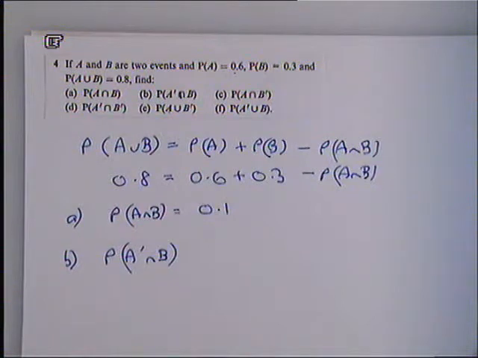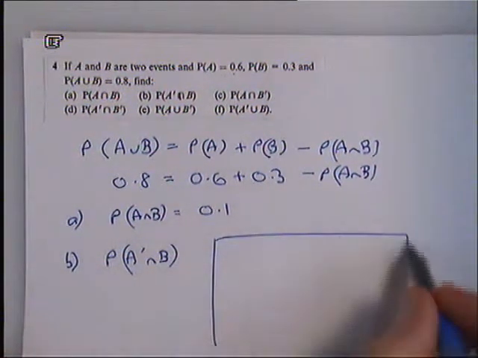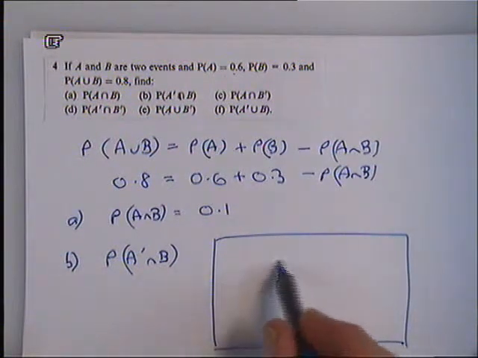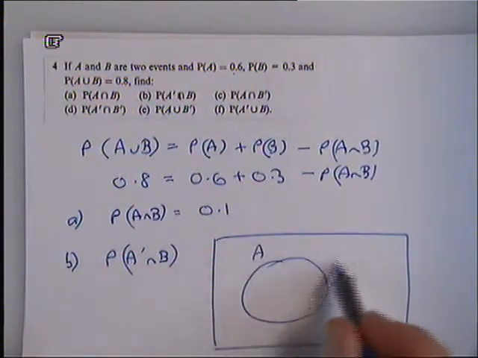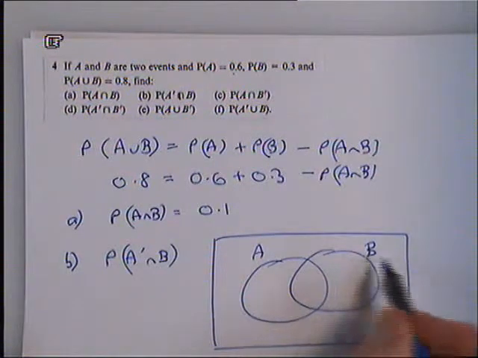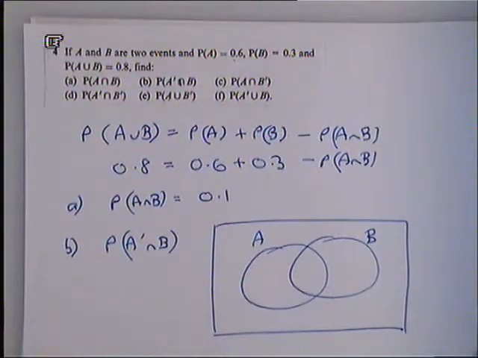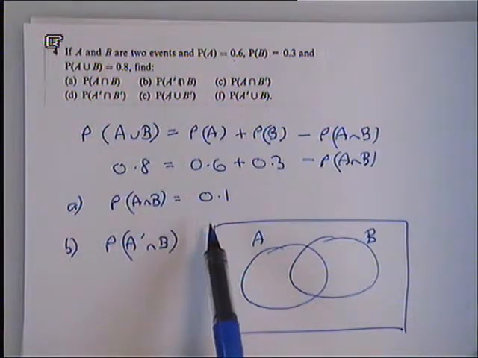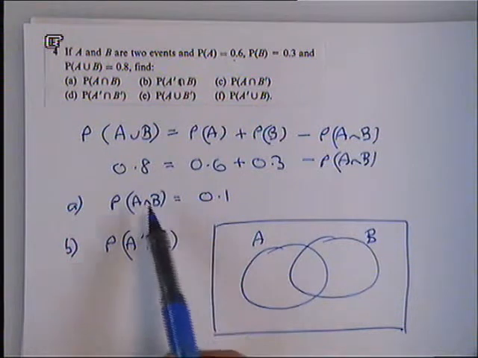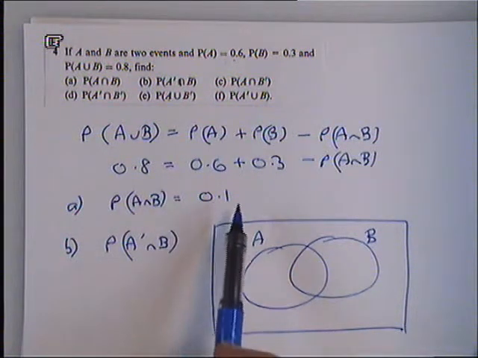Part B looks slightly more complicated, but now you've got the information about A, B and the intersection, what could you produce now that would help us? It's worked in all the other questions so far. Venn diagram, yeah, so I would now do a Venn diagram. You've got two overlapping circles, A and B. Where does this 0.1 I've just worked out fit on the diagram? The intersection, where does that fit?